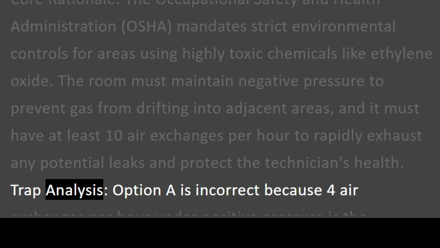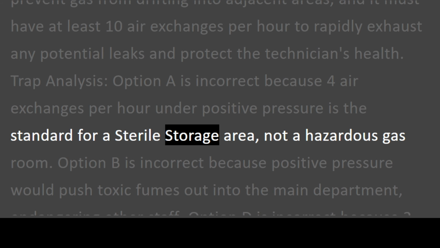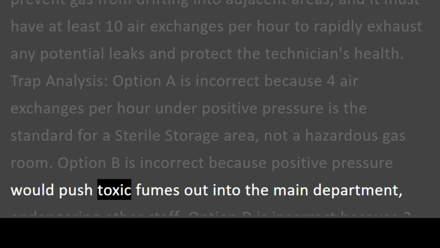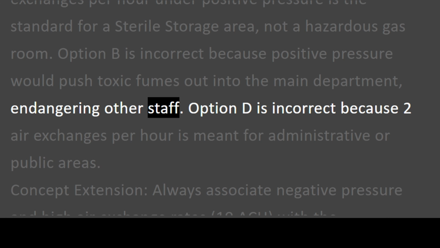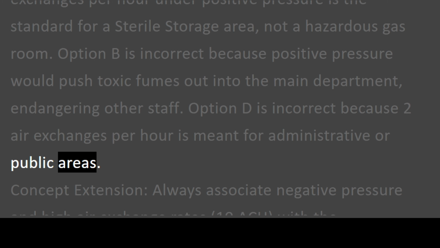Trap analysis. Option A is incorrect because 4 air exchanges per hour under positive pressure is the standard for a sterile storage area, not a hazardous gas room. Option B is incorrect because positive pressure would push toxic fumes out into the main department, endangering other staff. Option D is incorrect because 2 air exchanges per hour is meant for administrative or public areas.